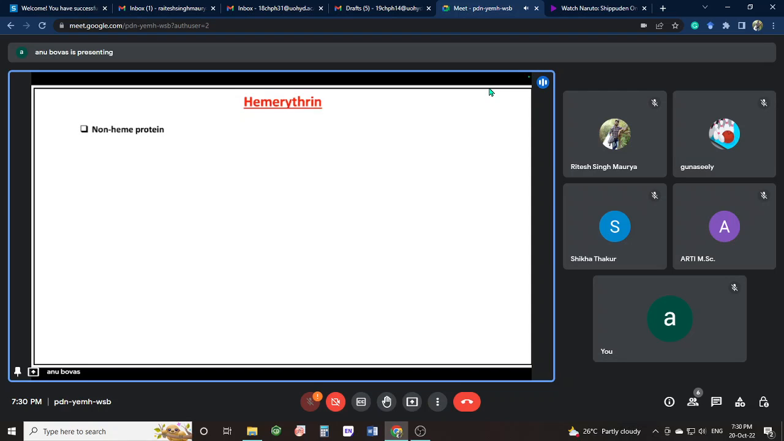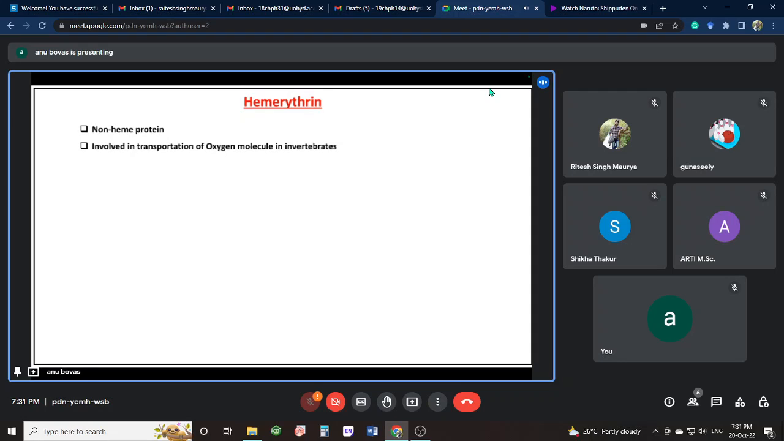Hemerythrin is also a non-heme protein. So questions can be asked among the following, which are heme protein, and options can be hemoglobin, myoglobin, hemocyanin, hemerythrin, etc. So by saying the word heme, you should not pick it. Hemerythrin and hemocyanin, both of them do not have a heme group. Only hemoglobin and myoglobin have heme group. Okay. So now hemerythrin. Hemerythrin is a non-heme protein.